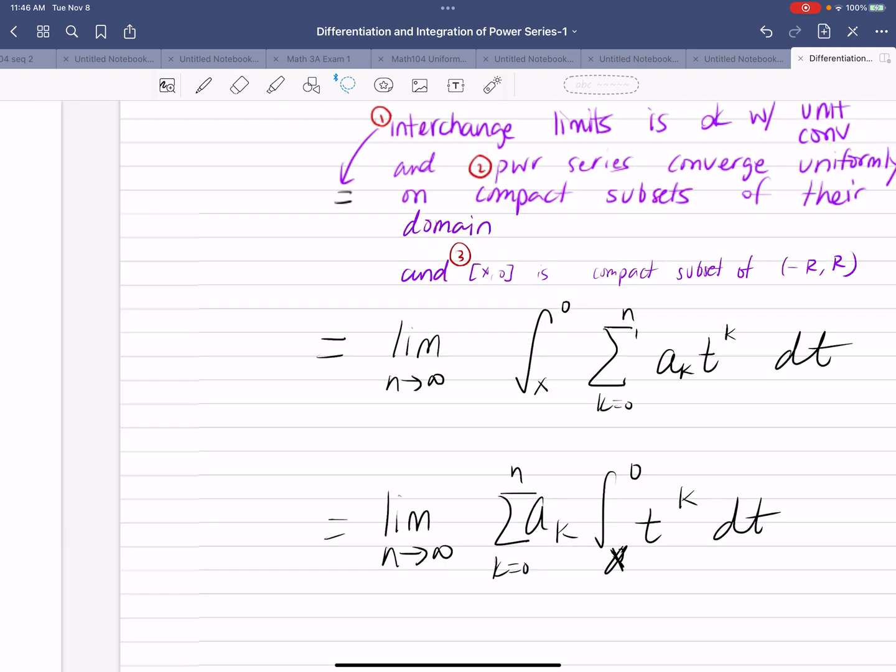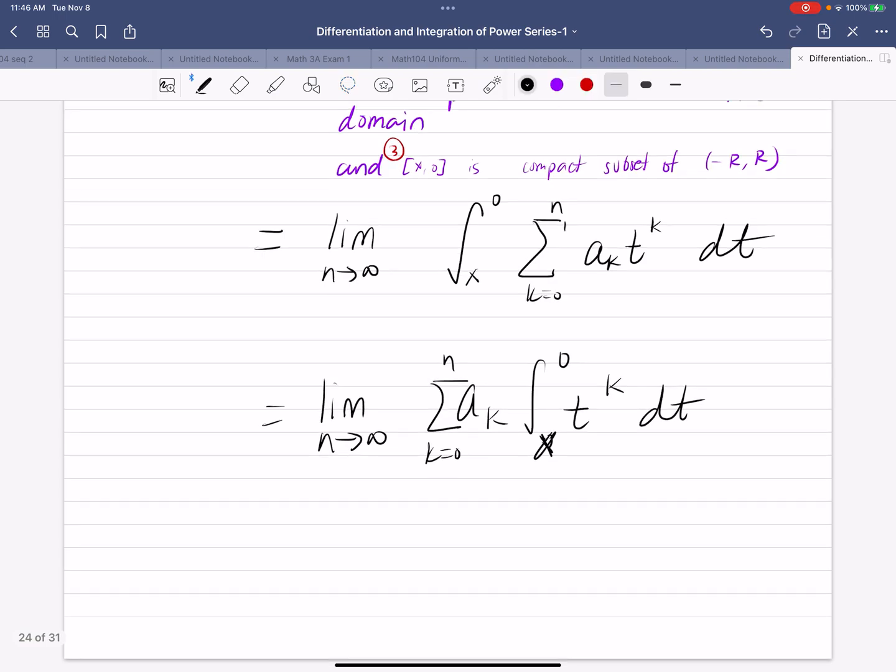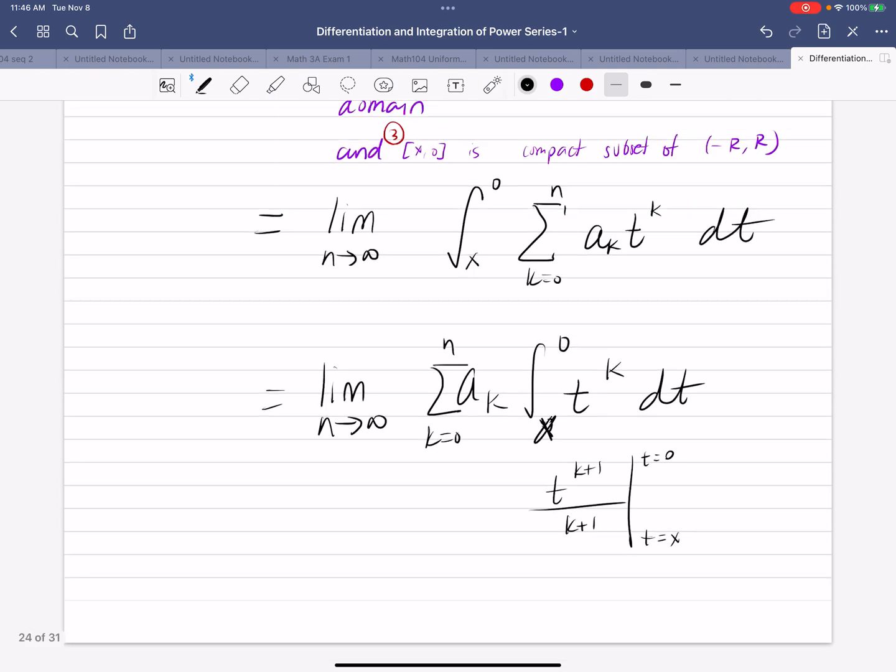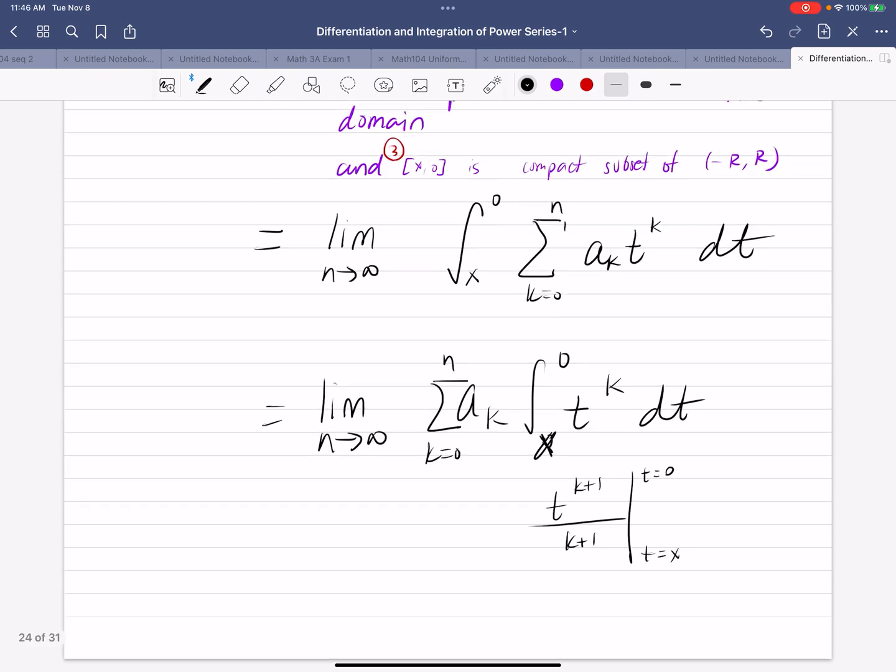Okay. If I want to integrate t to the k, I can use the fundamental theorem of calculus to say that's going to be t to the k plus 1 over k plus 1, evaluated from t equals 0 to t equals x, right? And I plug it in and I'll get 0 to the k plus 1 minus x to the k plus 1, all over k plus 1.